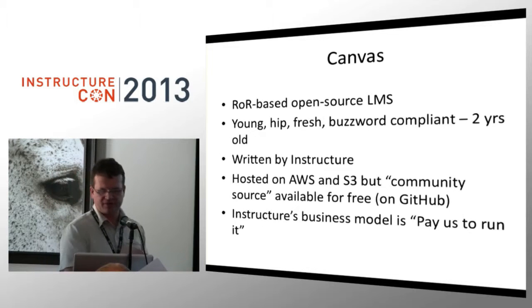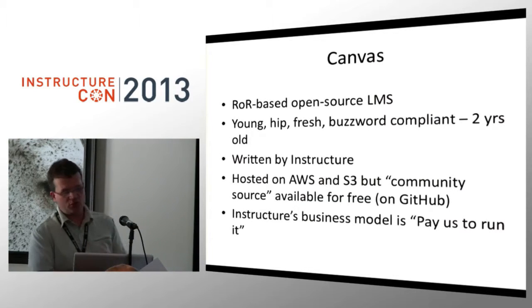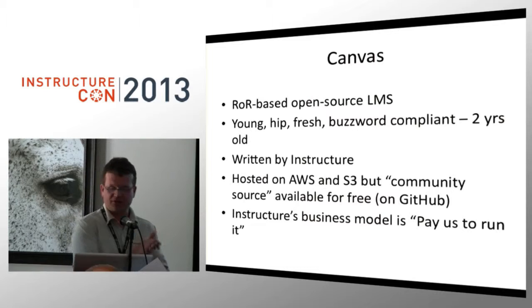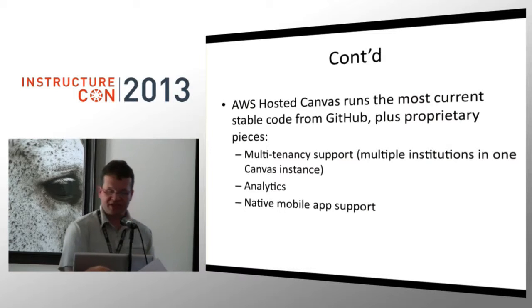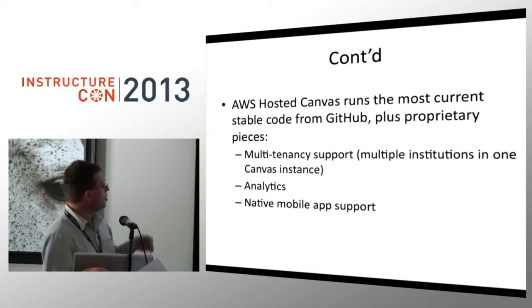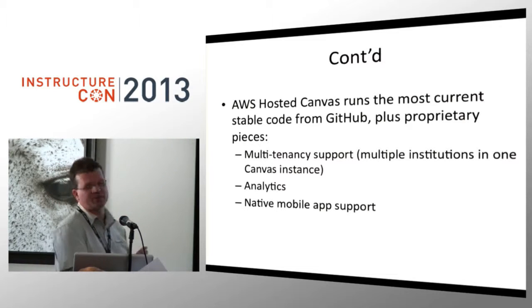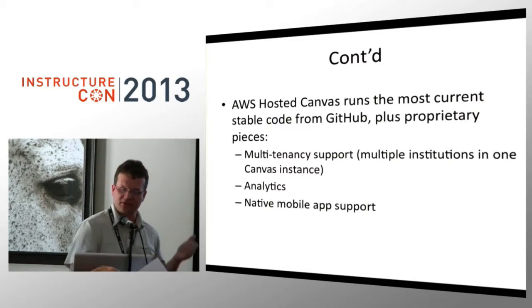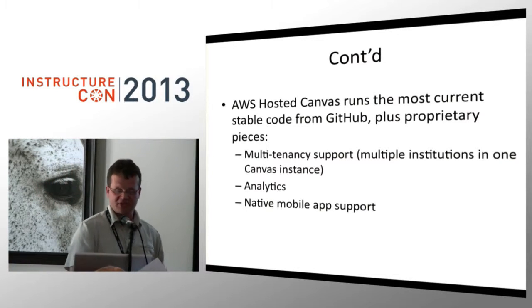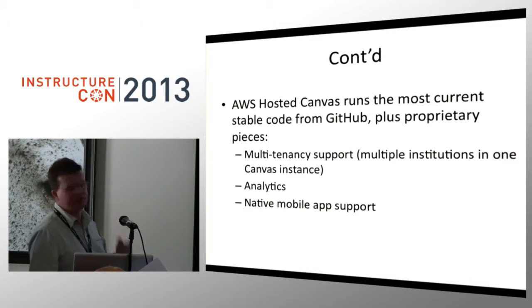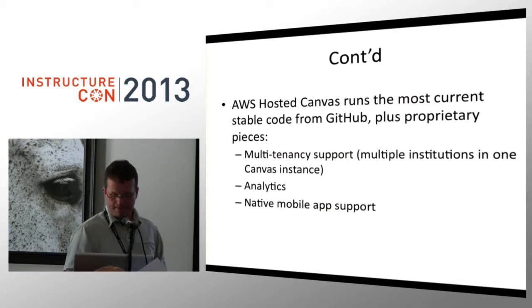So let's talk about Canvas. We all know that it's a cool new app. It's only been around for a couple of years now. Instructure's business model is pay us to run it. It's Amazon hosted, and all the source code that runs in Amazon is available on GitHub. But there's a couple of proprietary pieces that haven't been released to GitHub. These include the multi-tenancy support, if you want to run multiple sites on your instance of Canvas, the analytics, and currently the mobile app support.